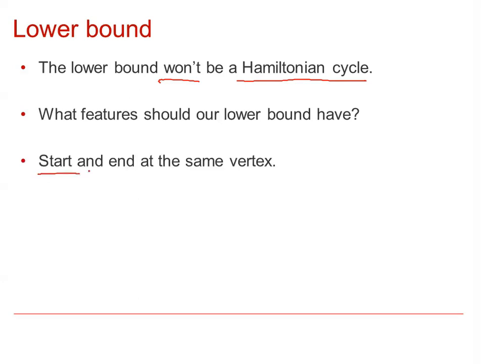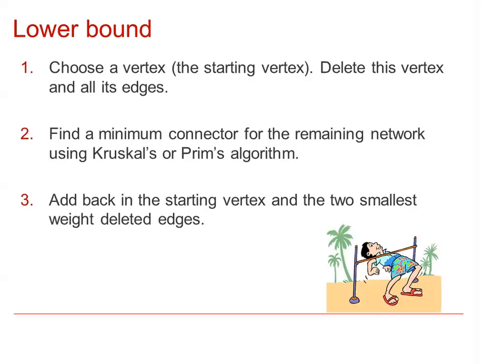Ideally, we'd like it to start and end at the same vertex, and we'd like it to visit every other node once. So in order to find a lower bound, we need to first choose a starting vertex. We then delete this vertex and all its edges. We then find a minimum connector, also known as a residual minimum spanning tree, and we do this for the remaining network using Kruskal's or Prim's. We then add back in the starting vertex with the two edges of least weight.